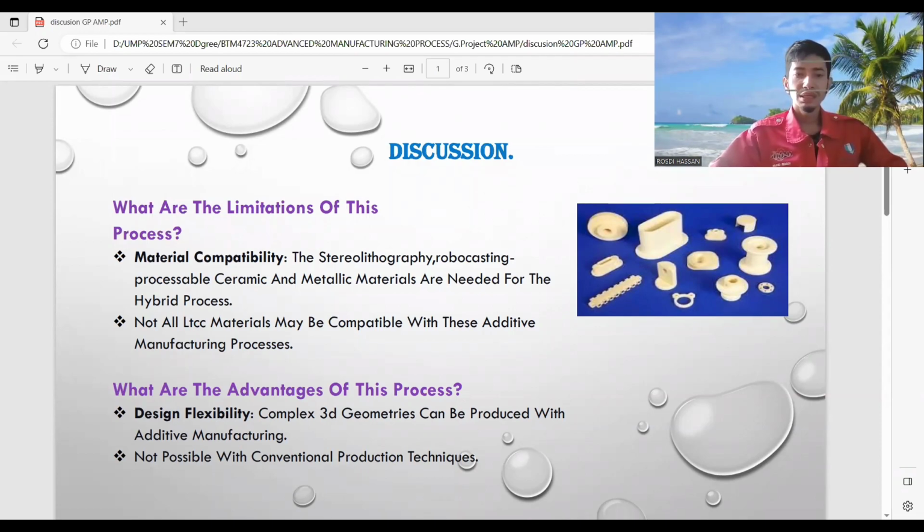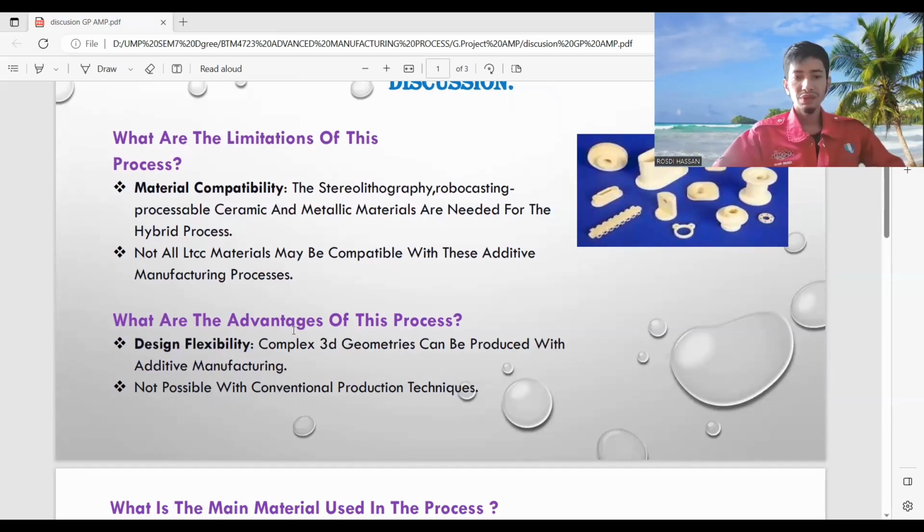Discussion. What are the limitations of this process? Material compatibility: both ceramic and metallic materials are needed for the hybrid process, and not all LTCC materials may be compatible with this additive manufacturing process. What are the advantages of the process? Design flexibility: complete 3D geometry can be produced with additive manufacturing, which is not possible with conventional production.